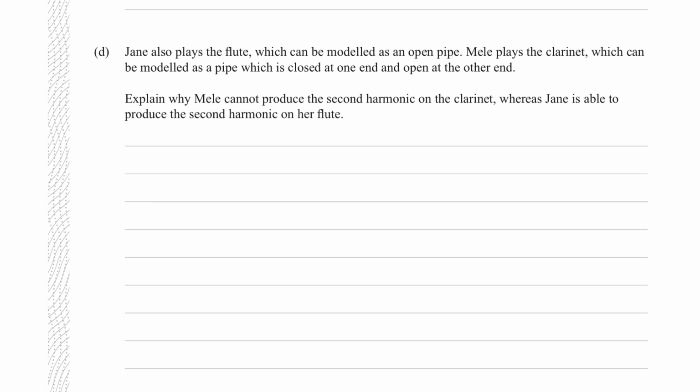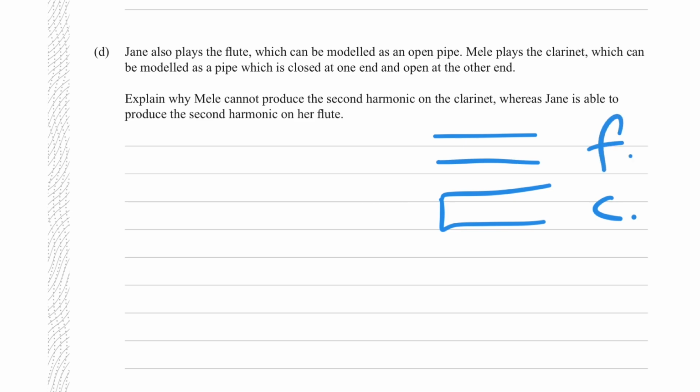D, Jane also plays the flute, which can be modelled as an open pipe. So remember, open pipe means it's open at both ends. Mele plays the clarinet, which can be modelled as a pipe which is closed at one end and open at the other. So that's the clarinet, that's the flute. Explain why Mele, who was playing the clarinet, cannot produce the second harmonic on the clarinet whereas Jane is able to produce the second harmonic on her flute.